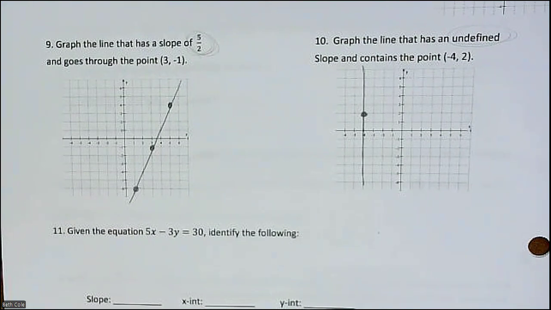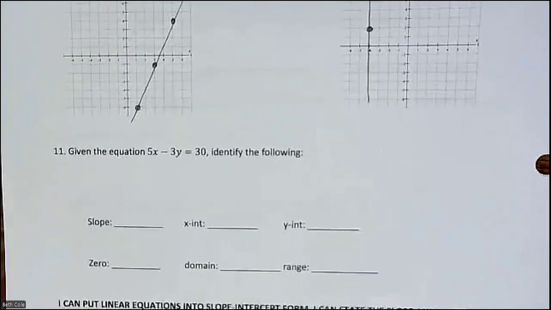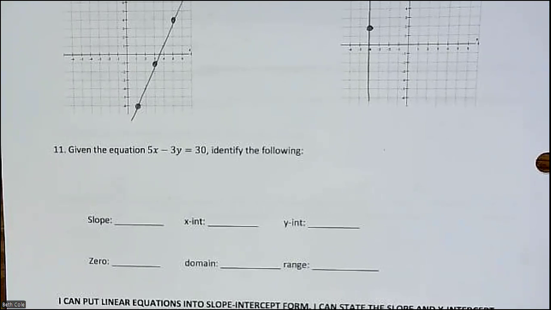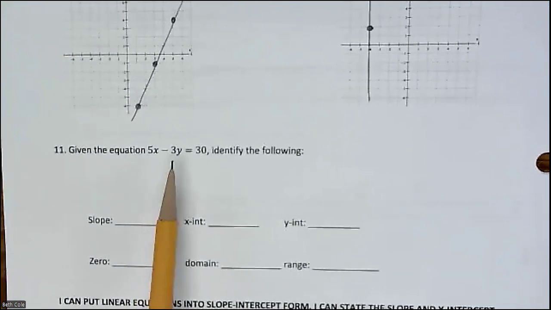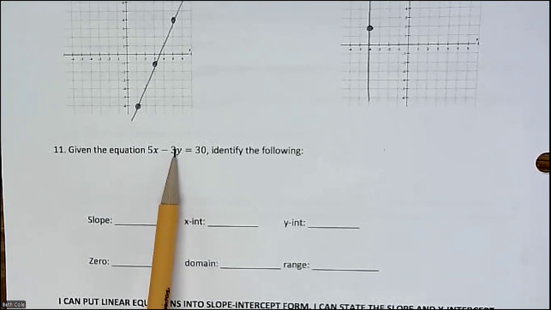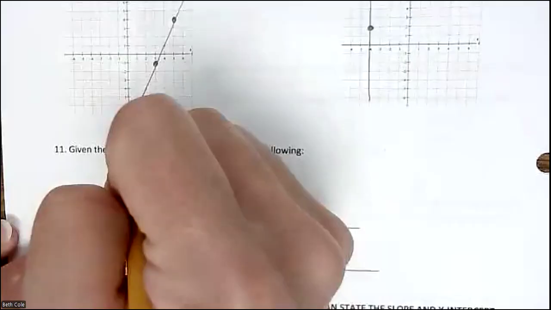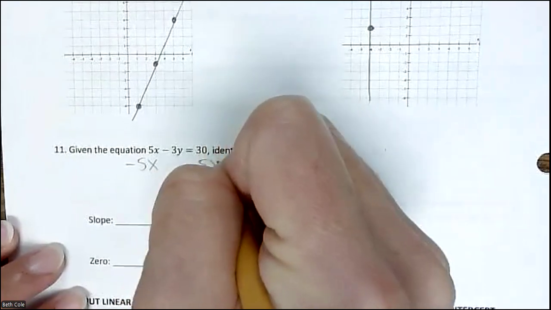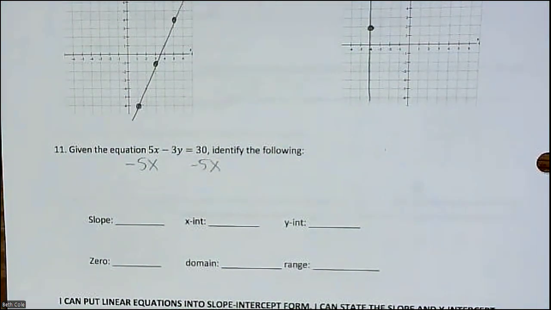All right, given that equation, identify the following. The first thing you have to do is put it in slope-intercept form, y equals mx plus b. You need to get the y's by themselves. So the first thing you're going to do is subtract over the 5x. This is the one where I had everybody coming up and sitting with me in the comfy chair and I was helping you with it.